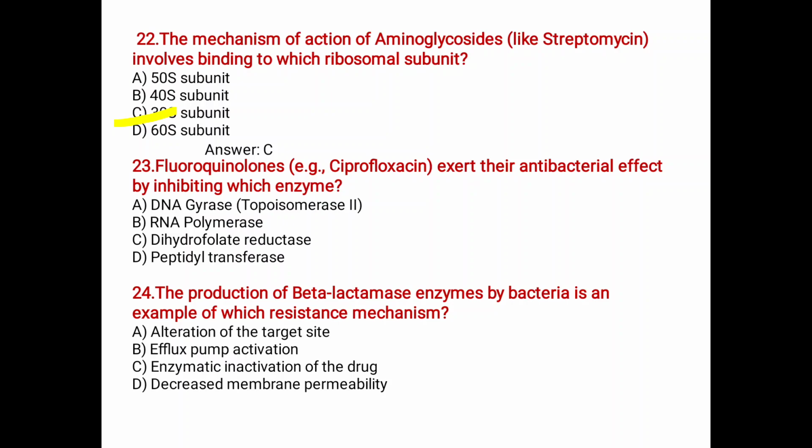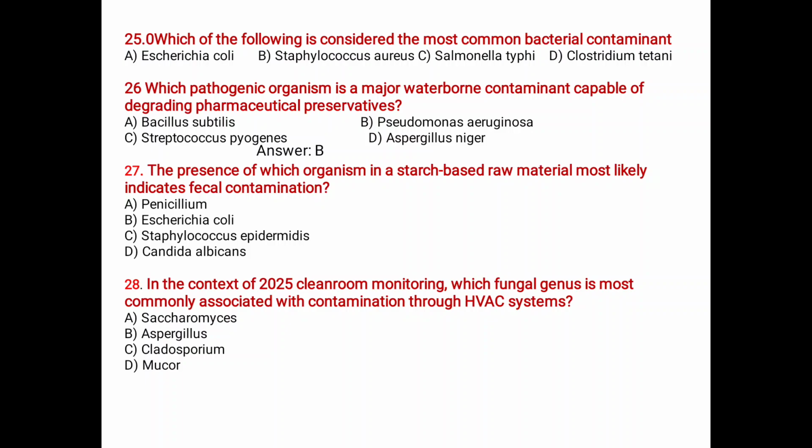Next, fluoroquinolones, for example ciprofloxacin, show antibacterial effect by inhibiting which enzyme? A. DNA gyrase, topoisomerase II, B. RNA polymerase, C. Dihydrofolate reductase, and D. Peptidyl transferase. So DNA gyrase. Next, the production of beta-lactamase enzyme by bacteria is an example of which resistance mechanism? Enzyme inactivation of drug.